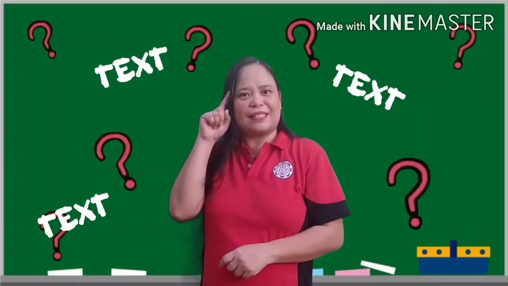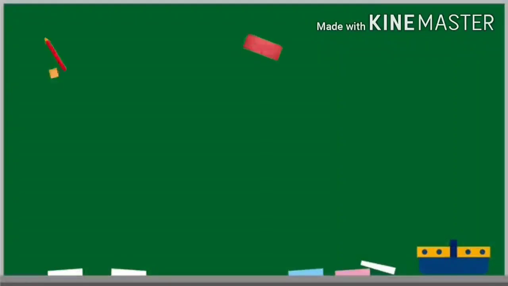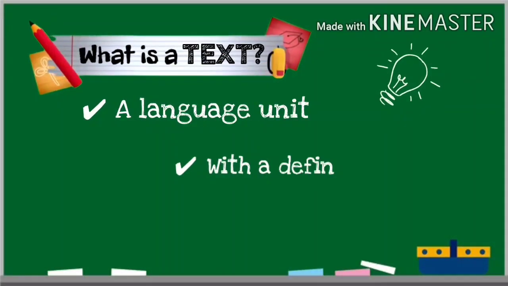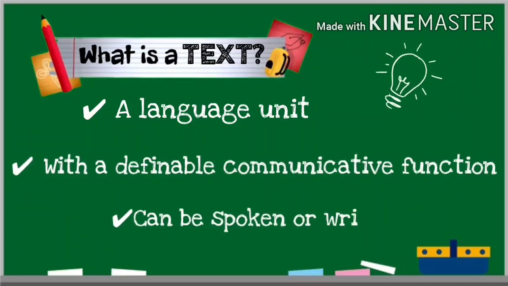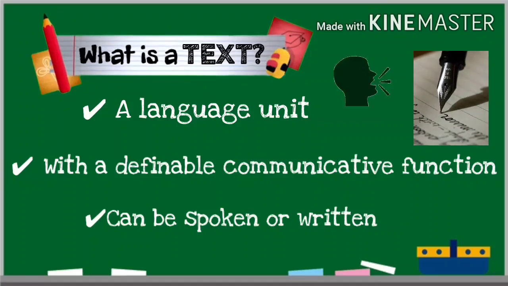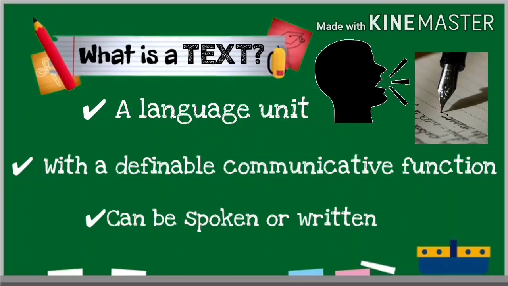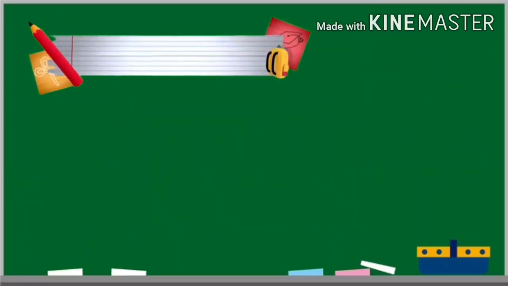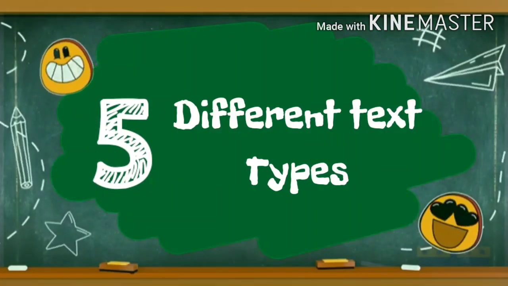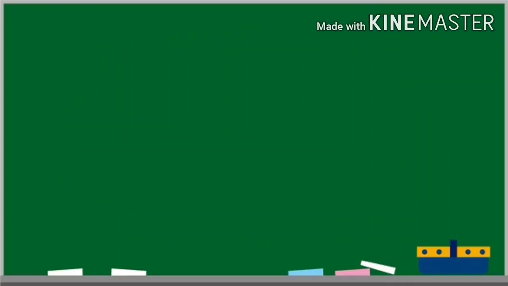What is a text? A text is a language unit. It has definable communicative functions. It can be spoken or written. Or, in other words, everything that is written and spoken is considered a text. We have 5 different text types which serve different purposes.